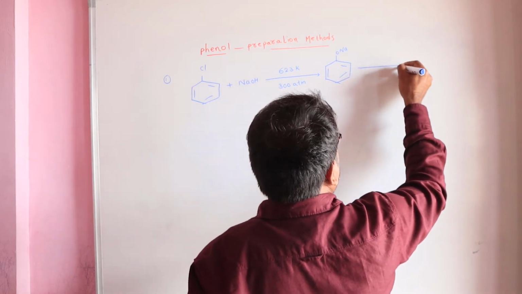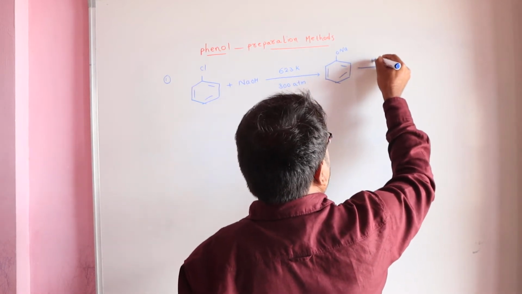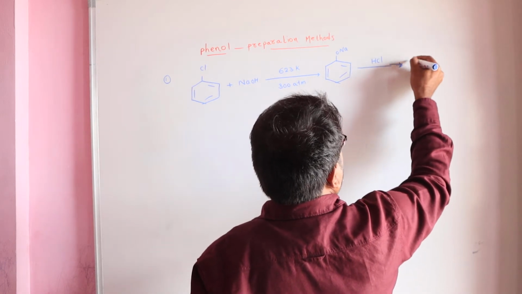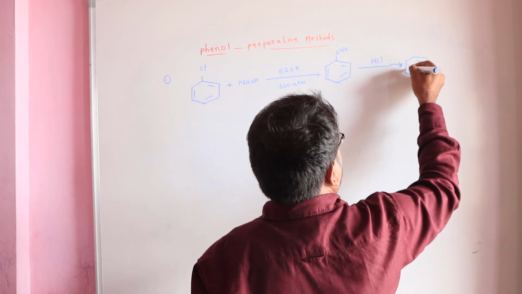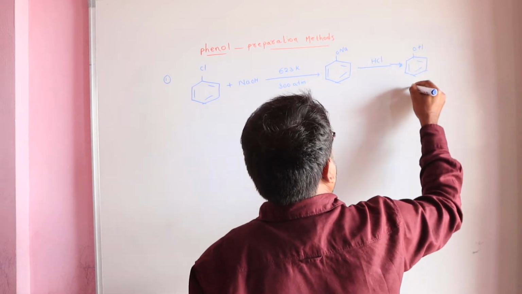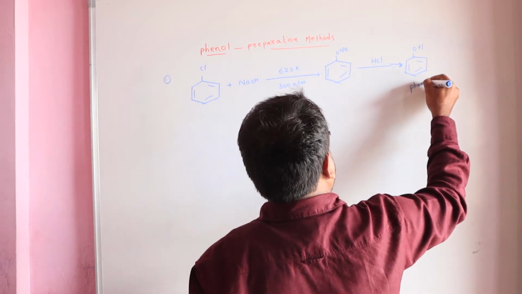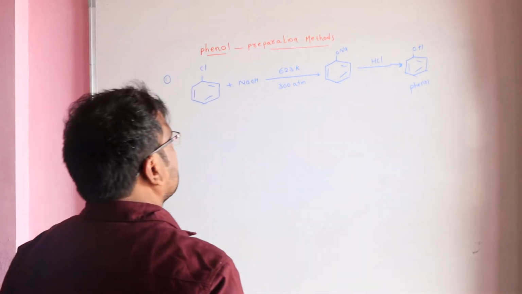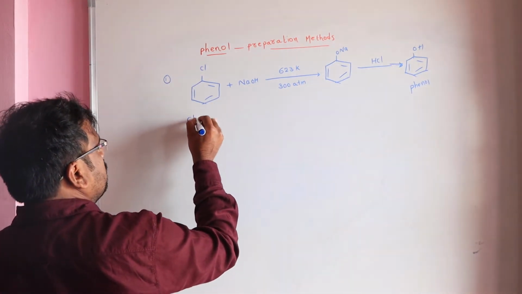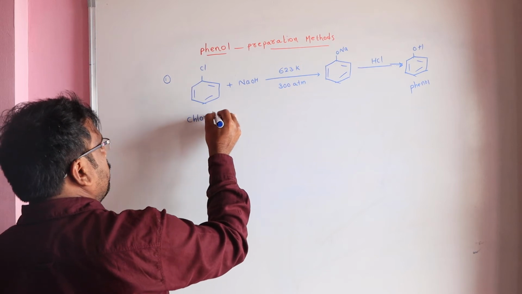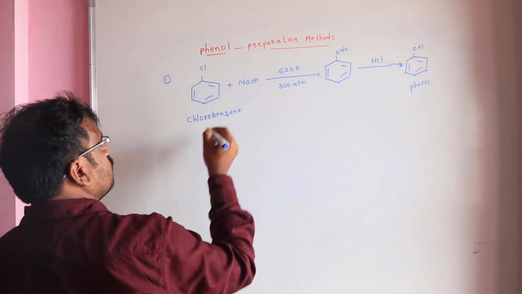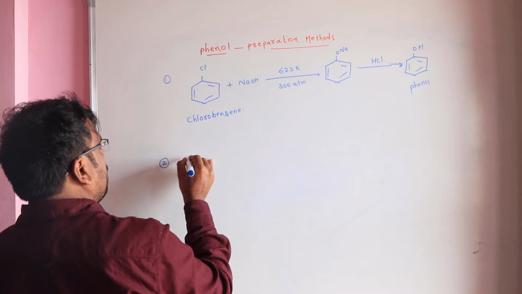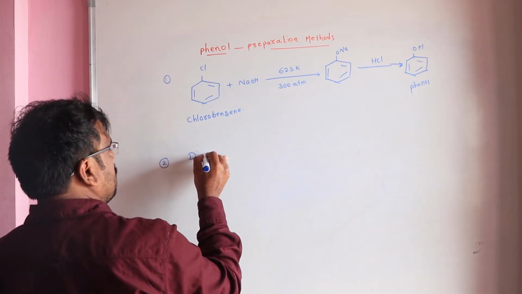This sodium phenoxide, when reacted with HCl, then what is our product? Phenol is our product. We will get phenol. This is from what? Chlorobenzene. Preparation from chlorobenzene.